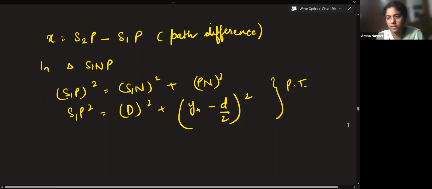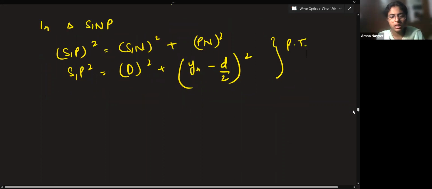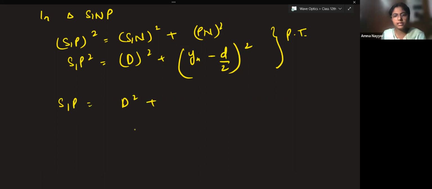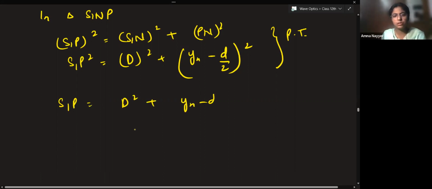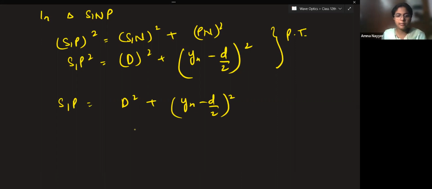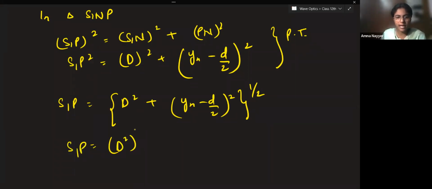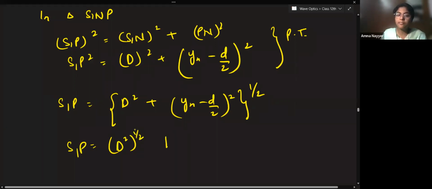Let's just expand it a bit more. So this becomes square and let's remove this sign. So S1P will become (D square plus (yn minus d by 2) to the power 2) to the power half, just so as to remove the square sign. Now see S1P, let's write this half separately on each term. So S1P is equal to D square to the power half, I have taken D square to the power half common from here. Fine.